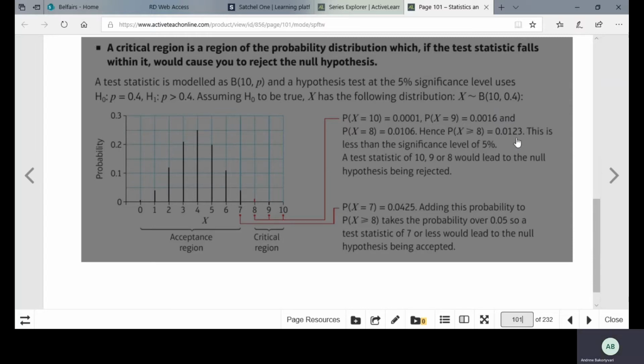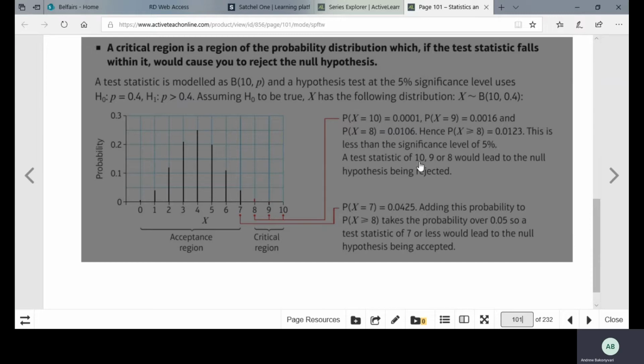Now, if we have a look at what this number is, this is 0.0123. That is a 1.23% chance of 8 or more successes. If we compare that to the 5%, it's less than the 5%. Now, this is what we're looking for. If that probability is less than 5%, we can say that is so unlikely to happen with this scenario. It's so unlikely to happen if the probability of success was 0.4, that actually we can reject this null hypothesis and we can go for the alternative hypothesis.